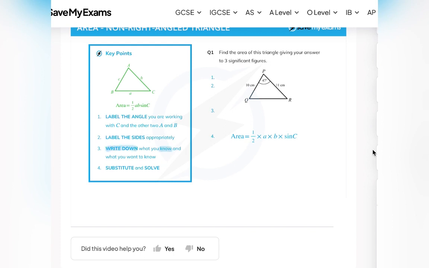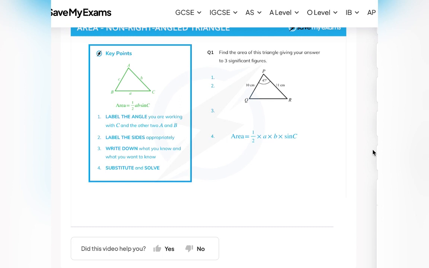And then write down what you know and what you want to know. And that's a pretty good piece of exam technique for a lot of questions, writing down what you know and what you want to know. And then you simply substitute in the numbers and solve the resulting equation. Sounds very easy. Well, we're going to look at 3 different questions, all of which do something slightly different, but the basic principle is the same.